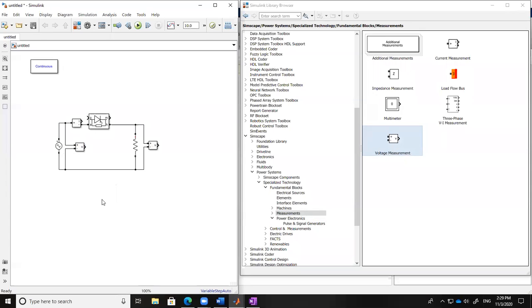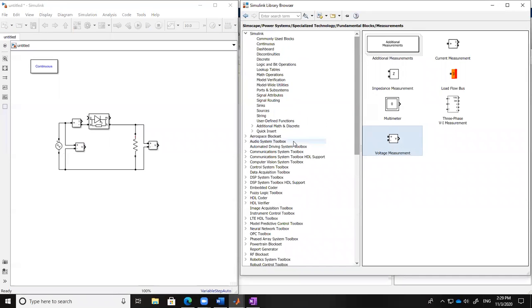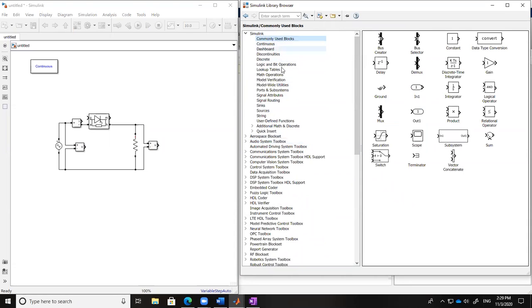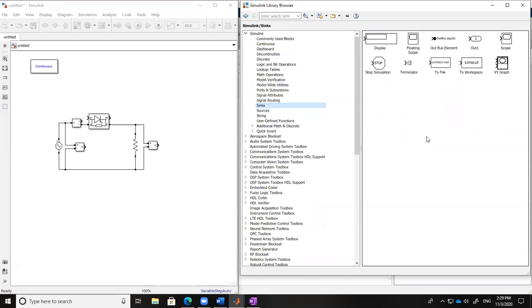And after this, we want to see the output. So we will go to commonly used blocks and bring the scope. Basically, there are sinks: XY graph, oscilloscope, display. If your quantity is static, you go for display. If your quantity is a waveform, you go for scope. If you want to display something keeping one quantity on the x-axis and another quantity on the y-axis, then you go for XY graph. But we normally work with scope.